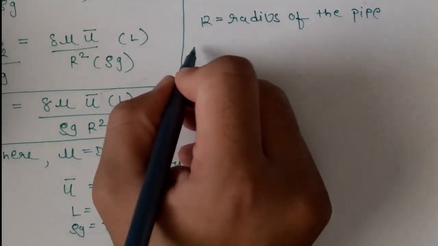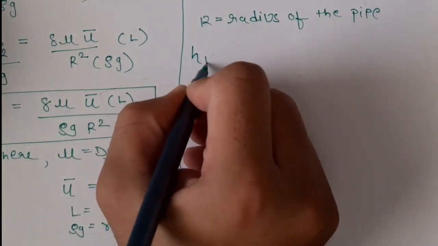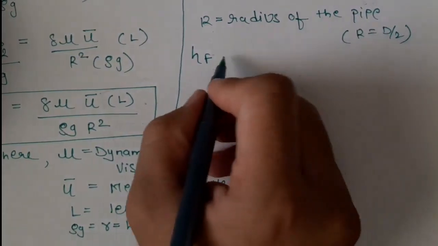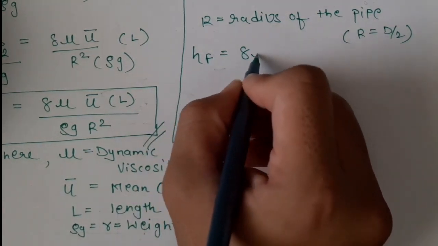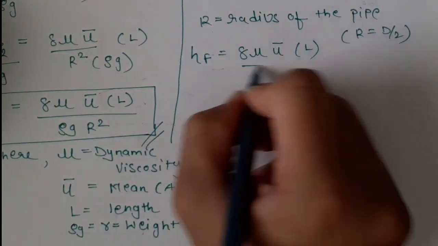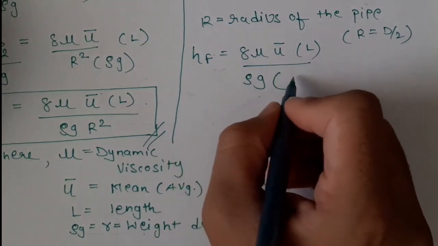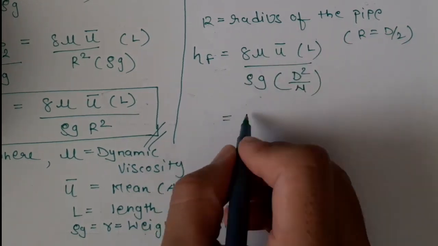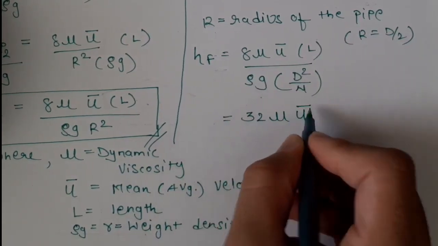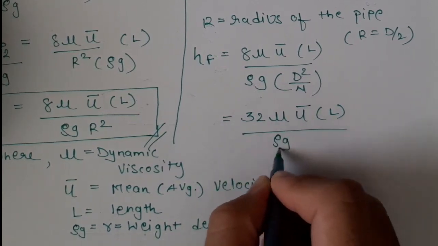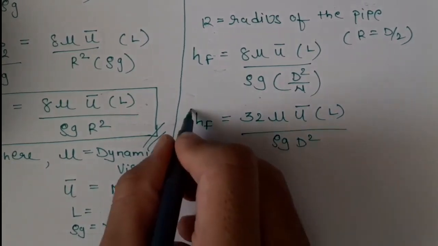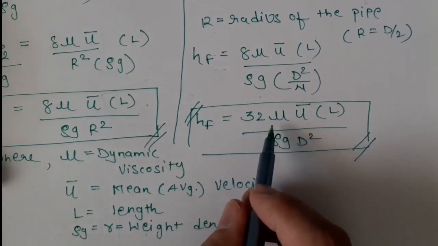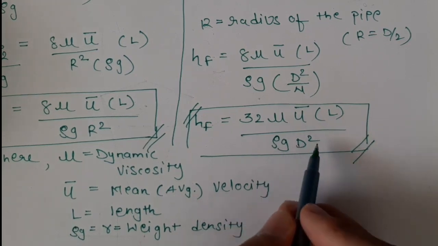If in the question we have the diameter, then substitute R equals D by 2 in the equation. So we get 8 mu u bar into L upon rho g into D square by 4. The 4 goes to the numerator, and 4 eights are 32. So if the diameter of the pipe is given, you can use this formula: HF, head loss in friction, equals 32 mu u bar L upon rho g into D square.